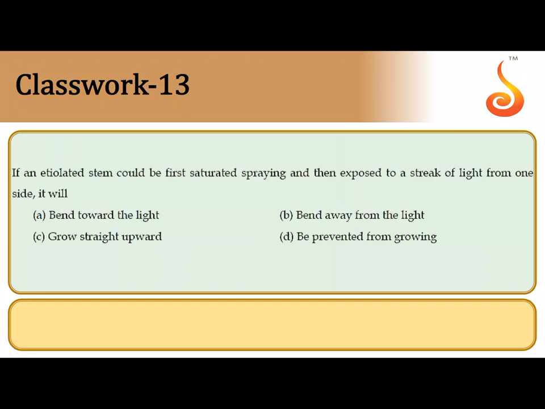If an etiolated stem is first saturated by spraying auxin. Now auxin is missing in this question. If you are spraying auxin onto an etiolated stem, it means you have exposed the stem to complete darkness for a very long time, and it has lost all its chlorophyll. It has become pale or white in appearance. It has not been able to photosynthesize because you have kept it in complete darkness.